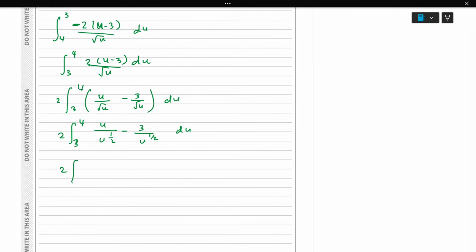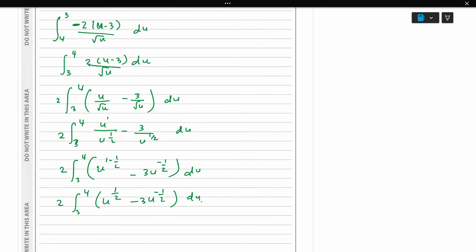Next line, 2 into integral 3 to 4, this one u power, here already 1 is there, 1 minus 1 by 2, and minus 3 into u power negative 1 by 2 du. Next, 2 into integral 3 to 4, 1 minus 1 by 2 is u power 1 by 2 minus 3 into u power negative 1 by 2 into du.